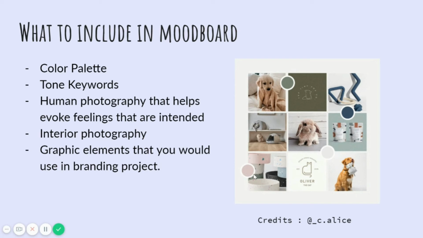These are the basic or important things that you should be including in your mood board to create a whole story, to create the brand story that you want to convey. So the first thing is color palette, whatever the color palette is being chosen. The tone keywords, those are your premium, modern that we have taken, for example. Another thing is human photography that helps evoke the feelings that are intended. Fourth is graphic elements that you would use in your branding project. So graphic elements are again the typography, the logo style, all those things. You should be adding these things in your mood board.